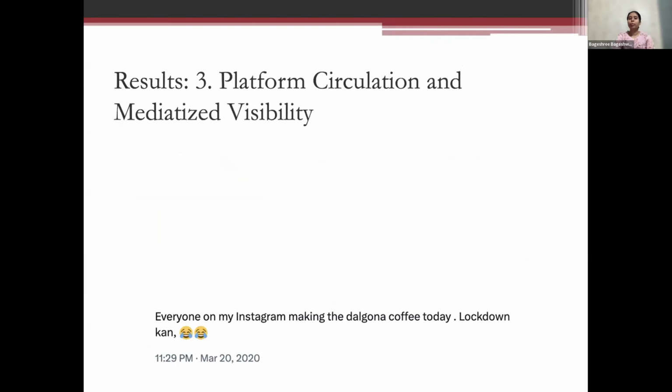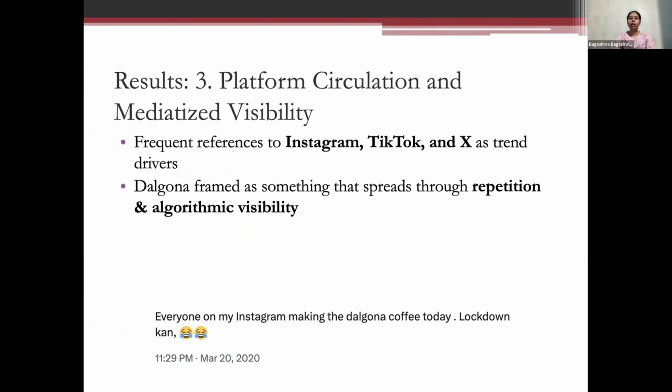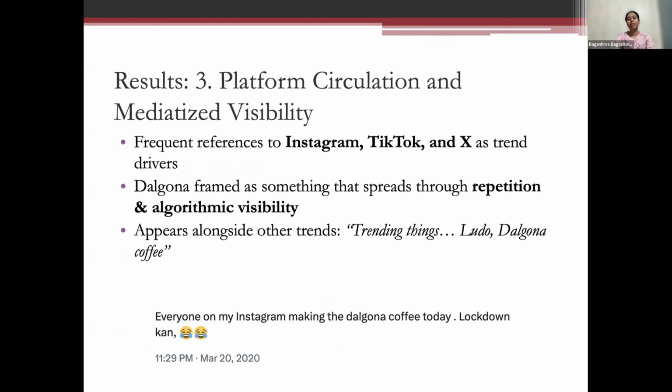The third theme is platform circulation and mediatized visibility. Here we see there are frequent references to Instagram, TikTok, and X, and Dalgona is framed as something that spreads through repetition and algorithmic visibility. As we can see in this example, "Everyone on my Instagram making the Dalgona coffee today." So this shows how timeline saturation takes place and there is repetitive content regarding Dalgona coffee.